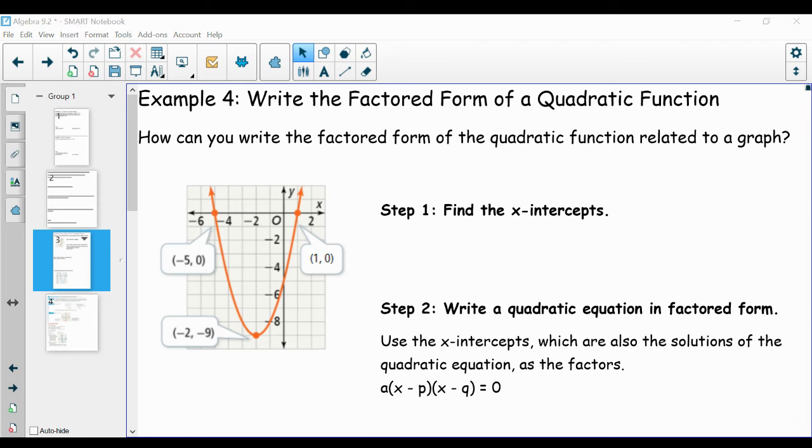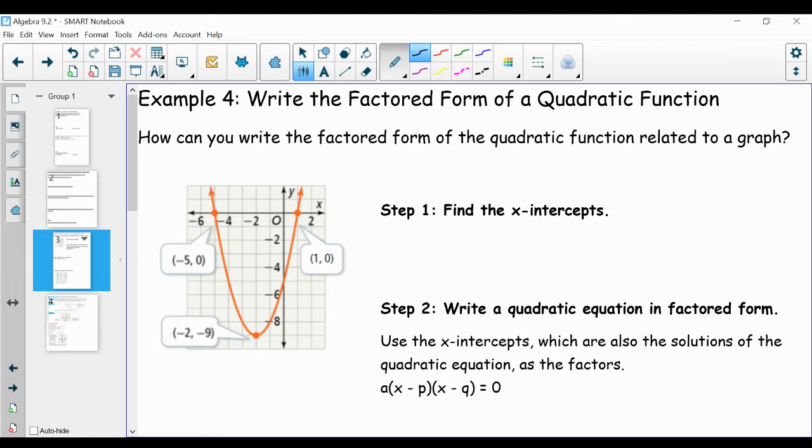All right, so in example 4, they want us to write the factored form of a quadratic function. Now, you guys might think it's pretty simple because you see where it goes through the x-intercept. But you have to remember sometimes we're multiplying the entire quadratic by a specific a value, such as +2, -3, 1/2. So this here is going to show you how to find that a value as well.